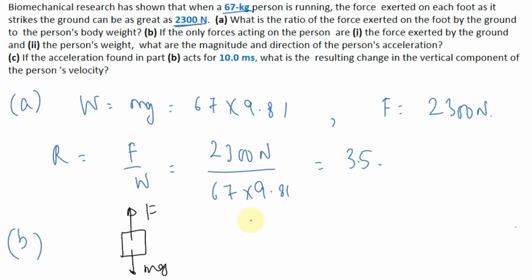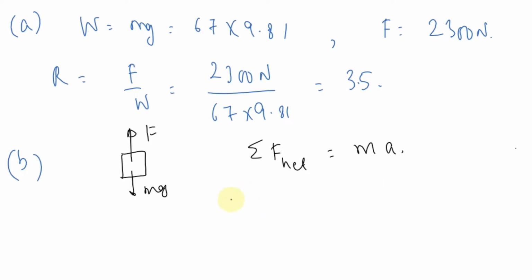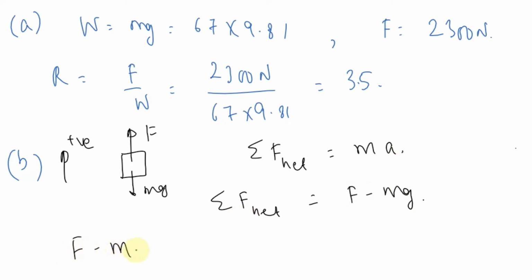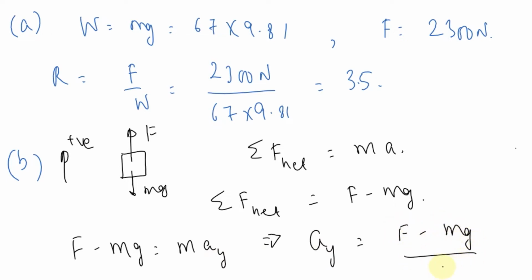Okay, so the net force, we know, equals mass times acceleration. Now for the net force, this direction I am taking positive, so F net equals F minus mg, right? So by Newton's second law of motion, F minus mg equals m times a. And from here, this is the acceleration in the vertical direction, the y direction, so we can write ay here. So this will be equal to F minus mg over m.